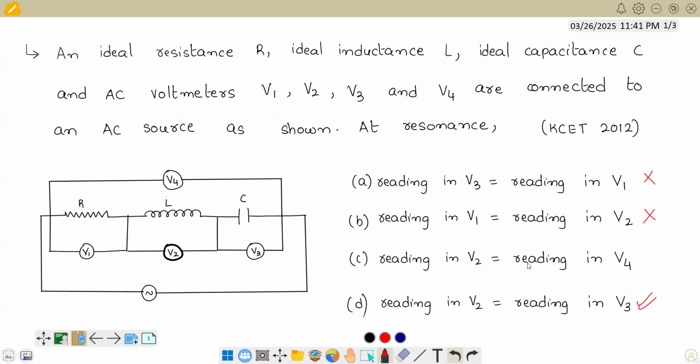Next, reading in V2 equals reading in V4. Wrong. Reading in V1 equals reading in V4. So this is also wrong. So the only correct answer for this would be option D.